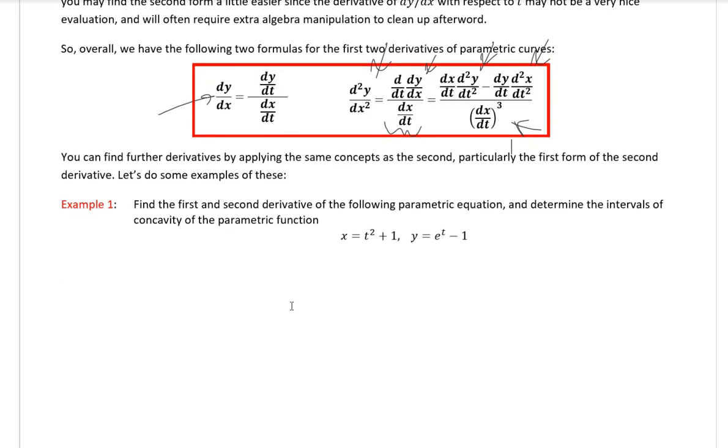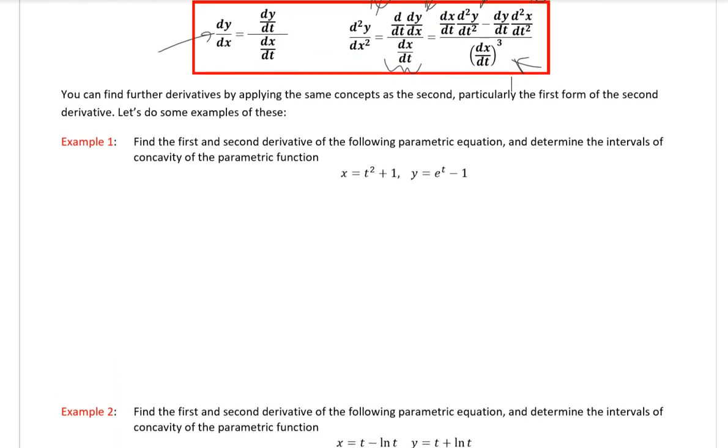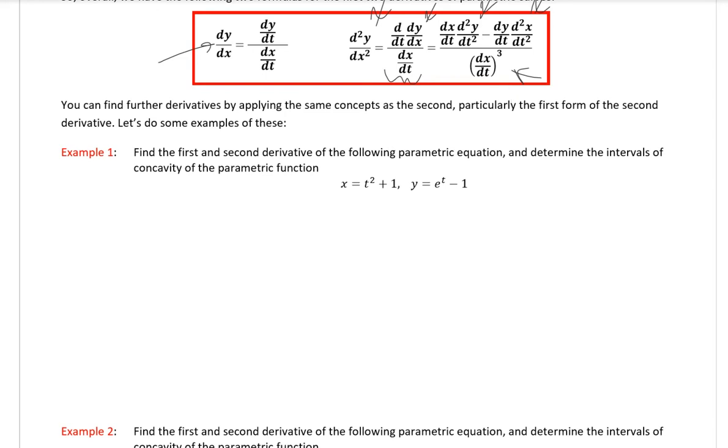Let's do a couple examples so you can see how this goes. For both of these, what we're going to do is find both the first and second derivative, and then we're going to determine the intervals of concavity for both of these pairs of parametric equations. All right, so here's how I recommend solving these. We have x and y, and what we're going to need in all of these derivatives, both the first and second, is the first and second derivative of each of these. So let's find those first.